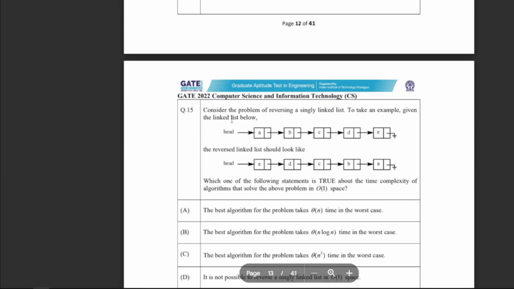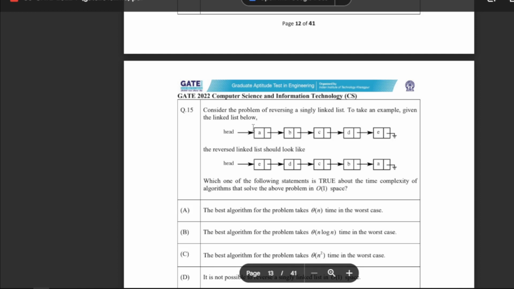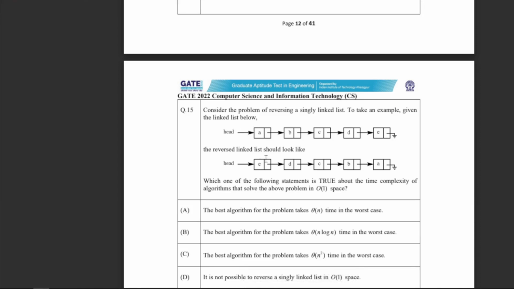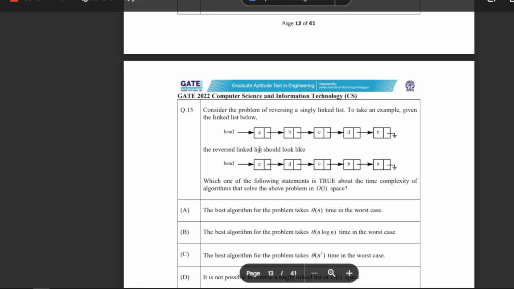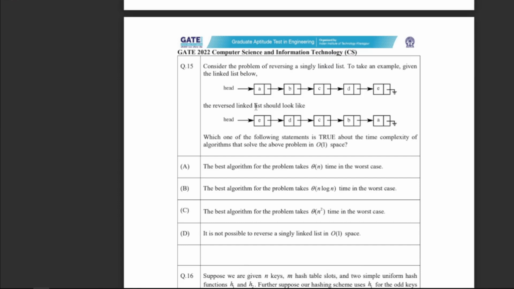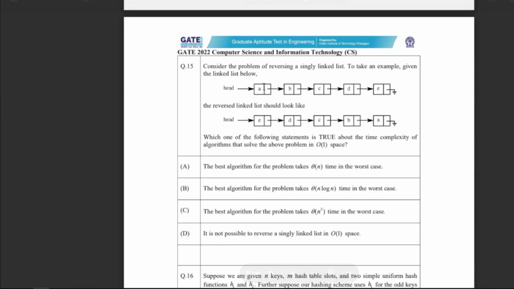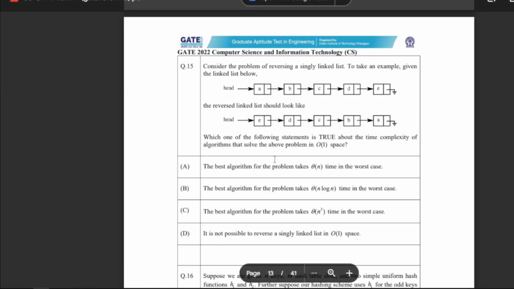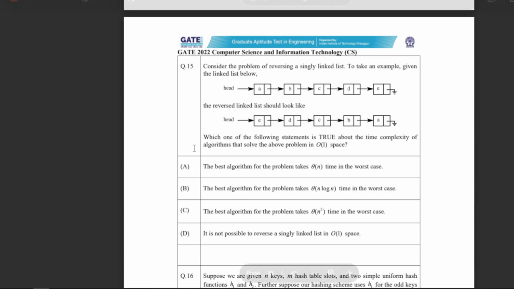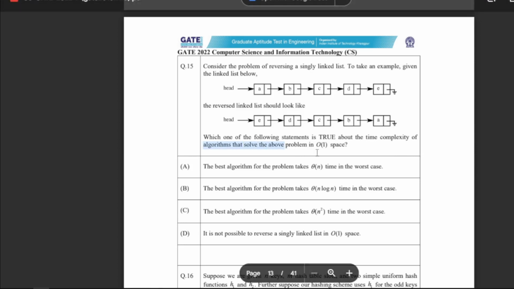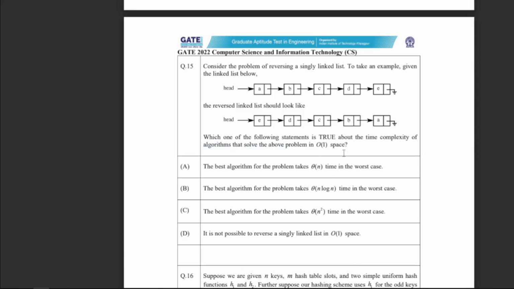Next question is, consider the problem of reversing a singly linked list. To take an example, given the linked list below, here is our head and this is the tail. So you can see that there is a linked list. The reversed linked list should look like, definitely E, D, C, B, A. Now which one of the following statements is true about the time complexity of an algorithm that solves the above problem in O(1) space?